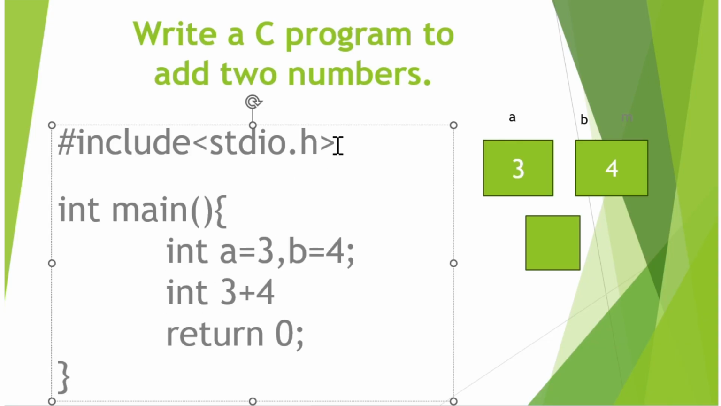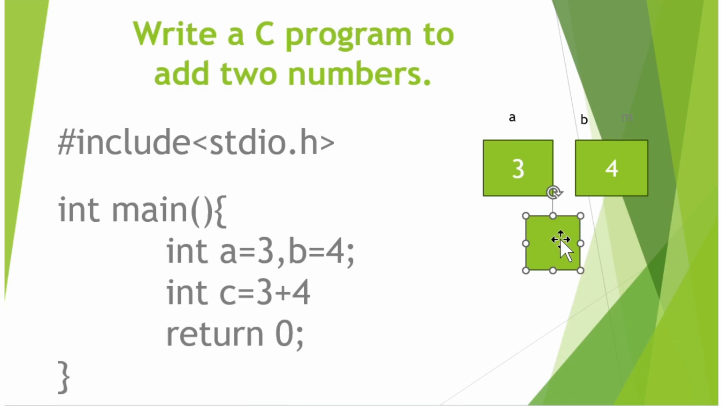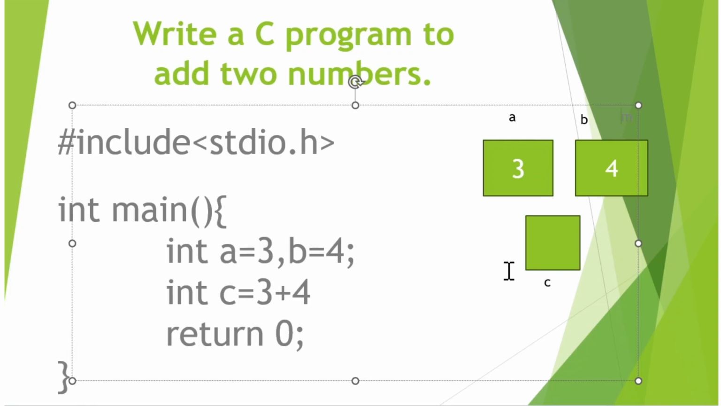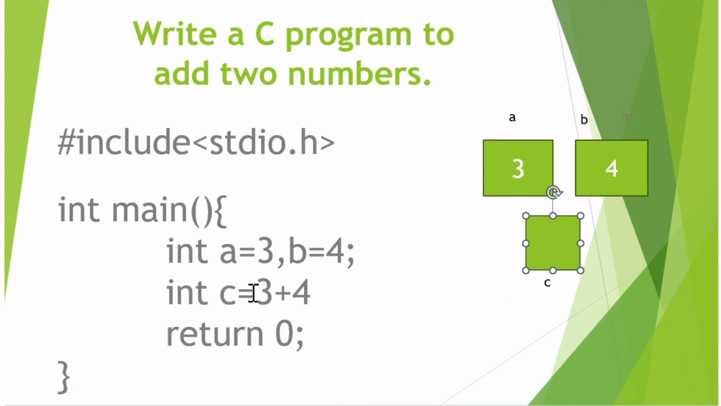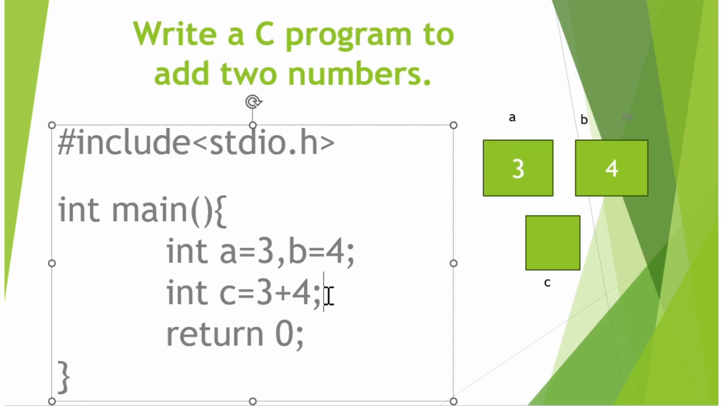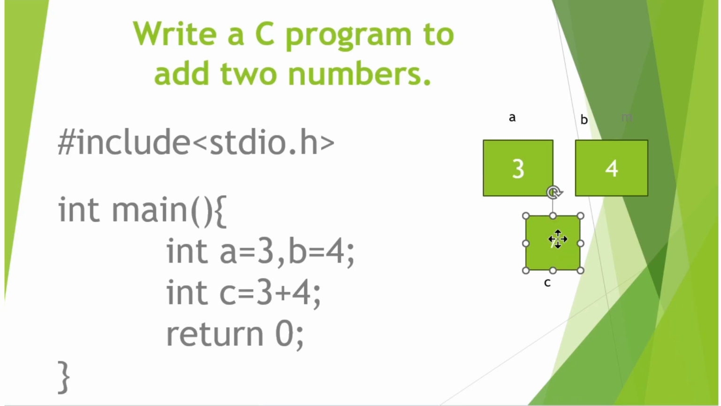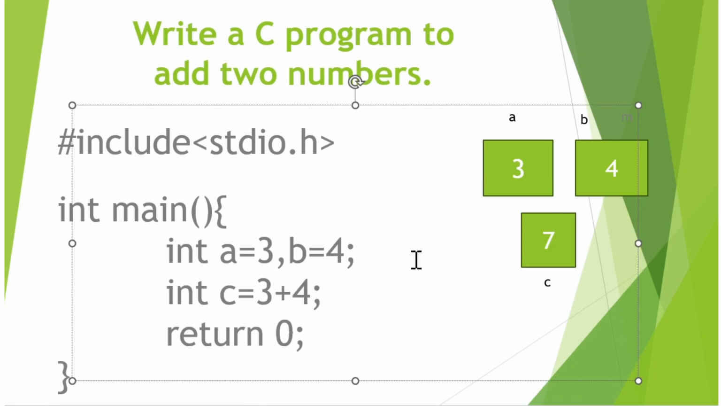Again I will write this is an integer and I will give another name to this storage space. I will name it as C. So I have defined another storage place which I name C, and I will write 3 plus 4 is C. So this is C, and 3 plus 4 is 7. So I have stored the addition here.